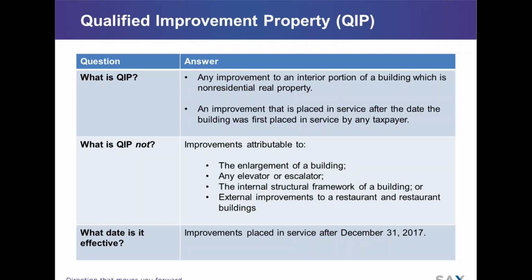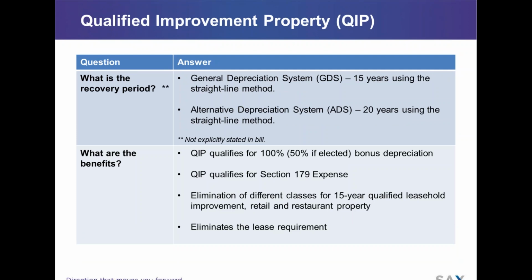What it is not, we want to be clear on what it is and what it is not before we go into anything else. So qualified improvement property is not an improvement for the enlargement of a building, any elevator, escalator, the internal structural framework of a building, or external improvements to a restaurant and restaurant buildings. The date these new laws are effective is for improvements placed in service after 12/31/17.